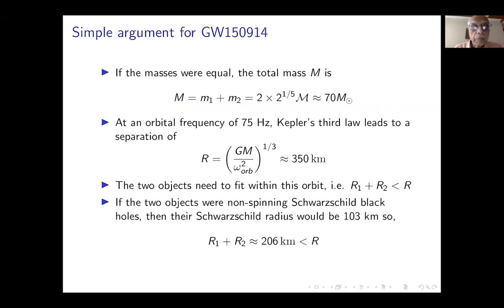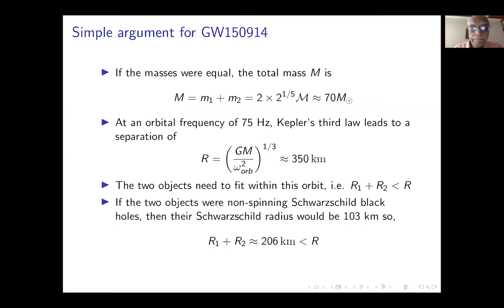So if you believe it's a binary system, and we have an orbital frequency of 75 hertz, which is different from the gravitational wave frequency, 1/2 of that, then you can just apply Kepler's third law, and you can say the separation of the orbit must be 350 kilometers or thereabouts. So the two objects need to fit into this orbit.